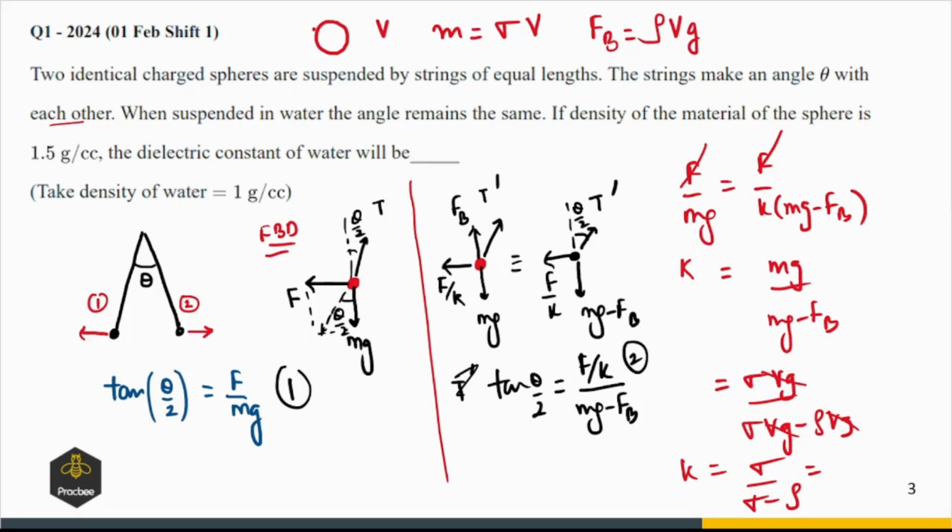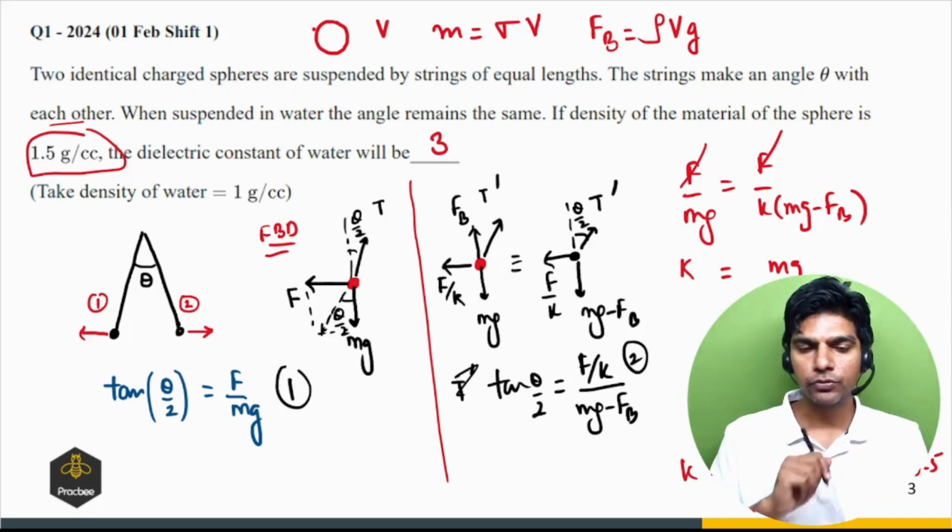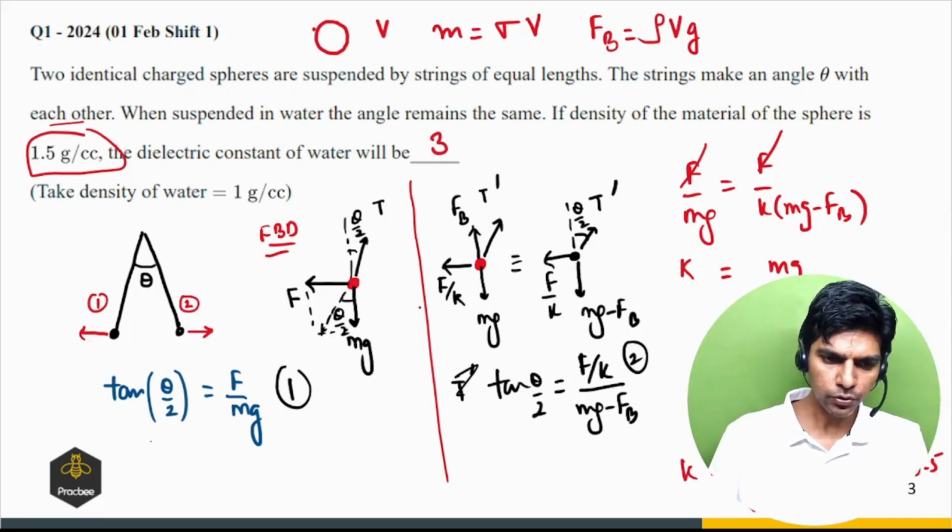So sigma is 1.5, which is given in the question, 1.5 divided by 1.5 minus 1, right? We have to find the dielectric constant of water, so it comes out to be 1.5 upon 0.5, which is 3, right? So the answer will be 3. I hope this solution is clear to you. Now let us see one more illustration.